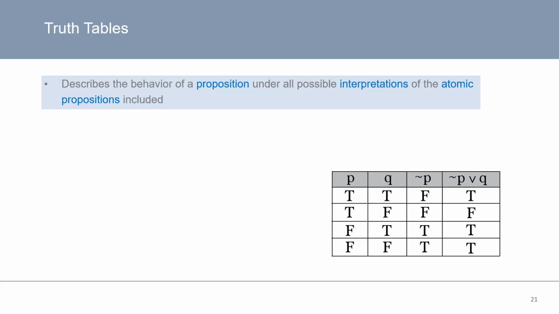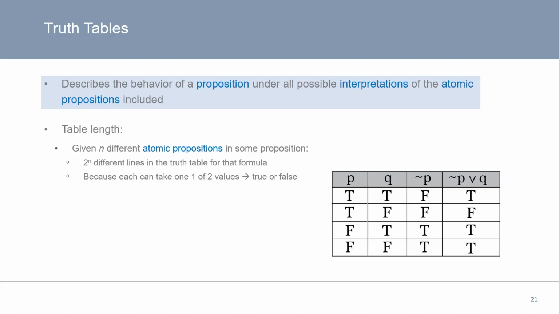Next, we'll cover truth tables. These describe the behavior of a proposition under all possible interpretations of the atomic propositions included. While this sounds complicated, it's actually pretty simple in the end. When we're talking about atomic propositions, we're talking about the most basic true-false propositions represented by propositional constants. For example, P or Q as seen in this table. The length of a table is based on the number of atomic propositions that we're considering. Given n different atomic propositions, a truth table can have 2 to the n different rows. This is because each atomic proposition can take one of 2 values, true or false.